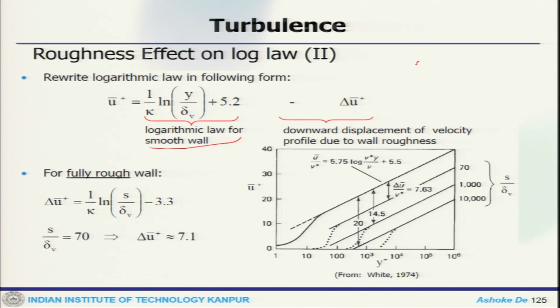So, it is essentially taking care of the smooth wall effect plus the variation due to roughness variation. So, for a fully rough wall this would become 1 by kappa minus 3, that is s by s b 70. So, this will become 7.1. This is the same thing that one can plot for u plus by y plus, and you can see the difference by the delta v ratio and how the profile looks.